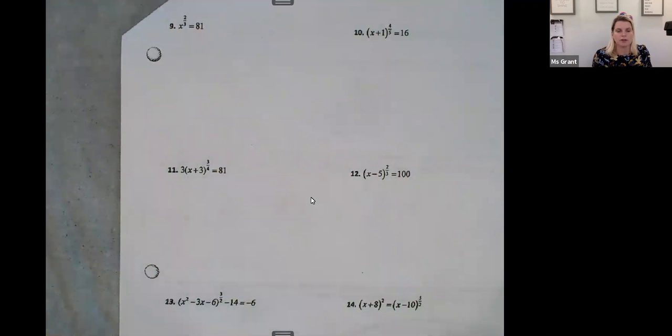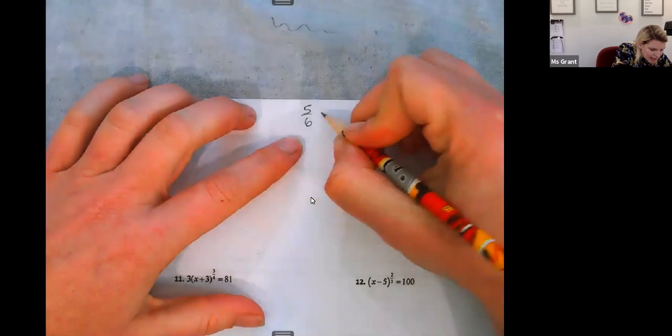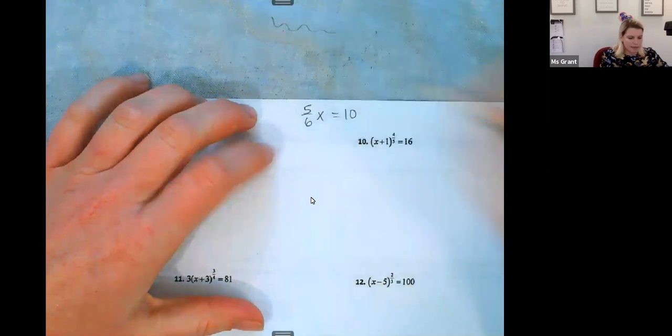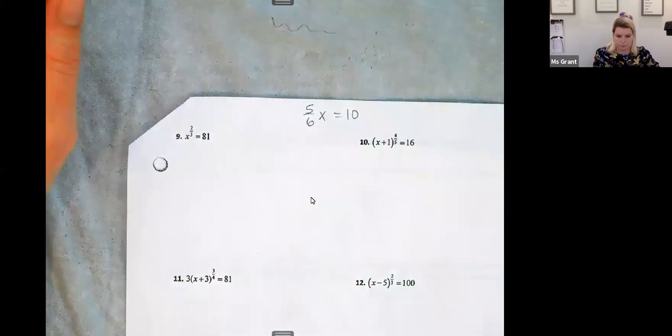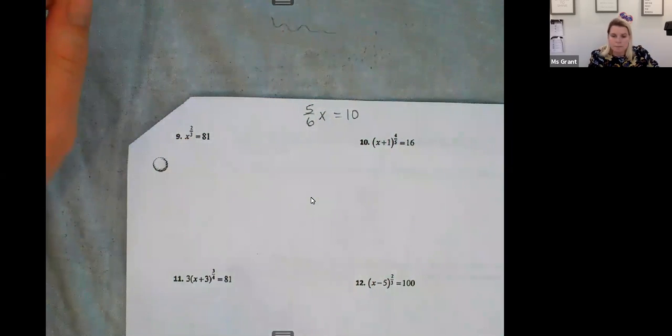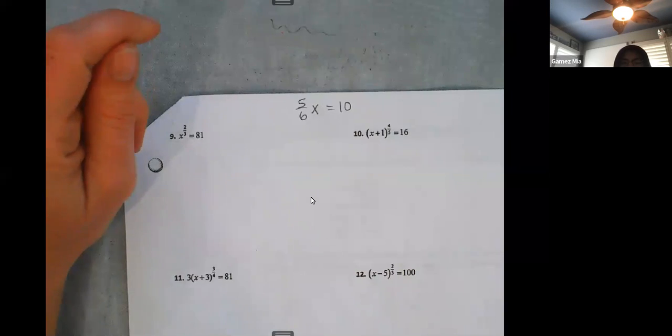What's one way that you've learned in the past in Algebra 1 to get rid of a fraction? If I have a fraction, I need to cancel that. What's something that you've learned in the past? No one? What if I had 5/6 x equals 10? What's the method that you've learned to get rid of the fraction? Mia. Multiply by the reciprocal.